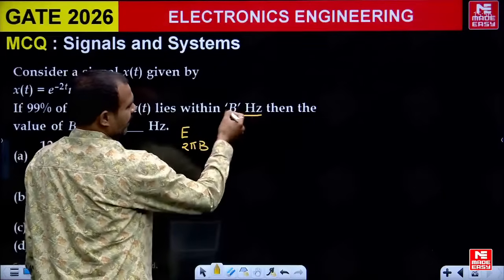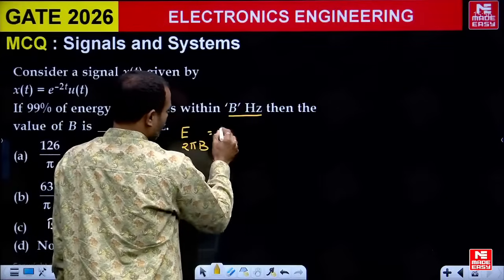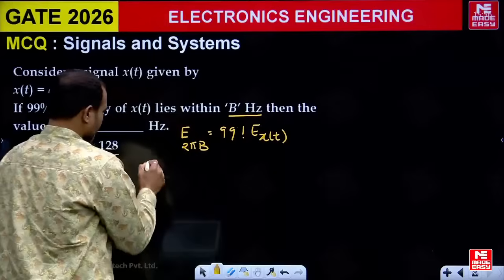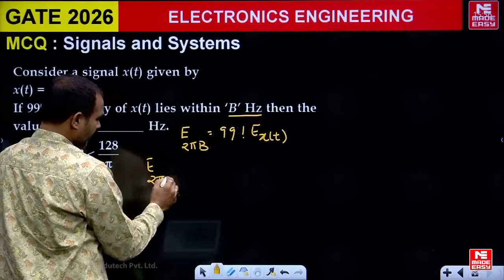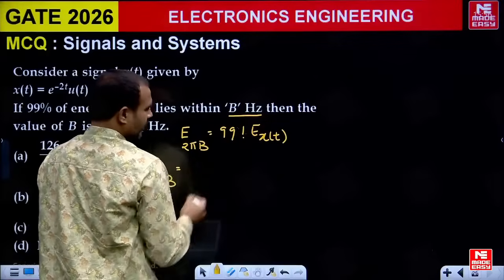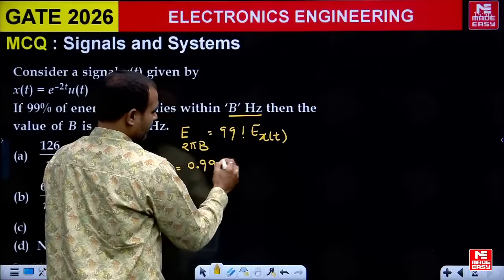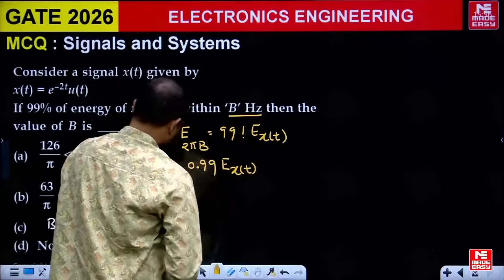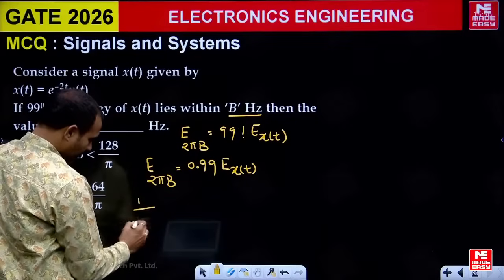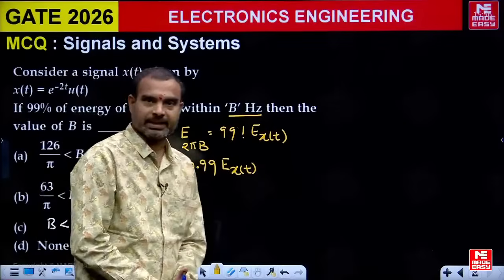because of B hertz we are writing it in terms of radians, 2 pi B, okay, and that is going to be equal to 99% of energy present in x of t. Then we can tell like this, that is energy present in 2 pi B is going to be equal to 99% of energy, means 0.99 times the energy present in x of t. So for this condition, energy present in 2 pi B, we are going to be using the formula 1 by 2 pi integral, that is the Parseval's power theorem or Rayleigh's energy theorem.